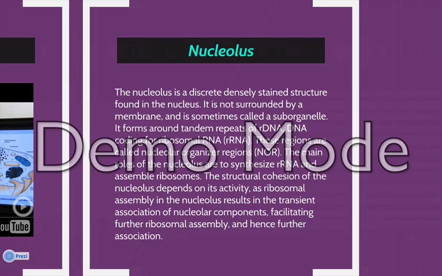The structural cohesion of the nucleolus depends on its activity, as ribosomal assembly in the nucleolus results in the transient association of nuclear components, facilitating further ribosomal assembly and hence further association.